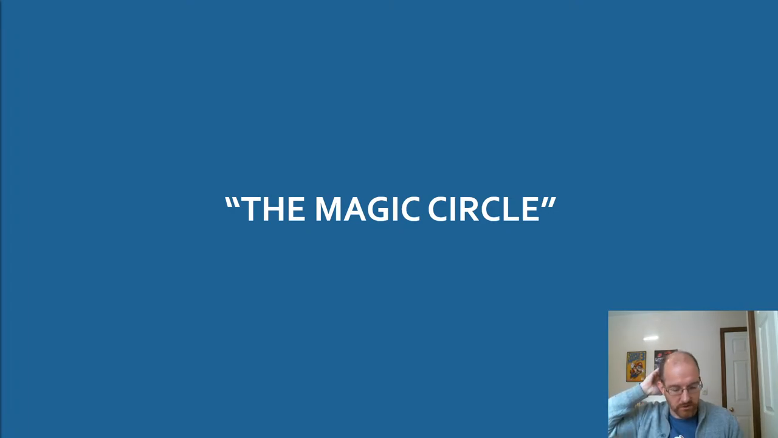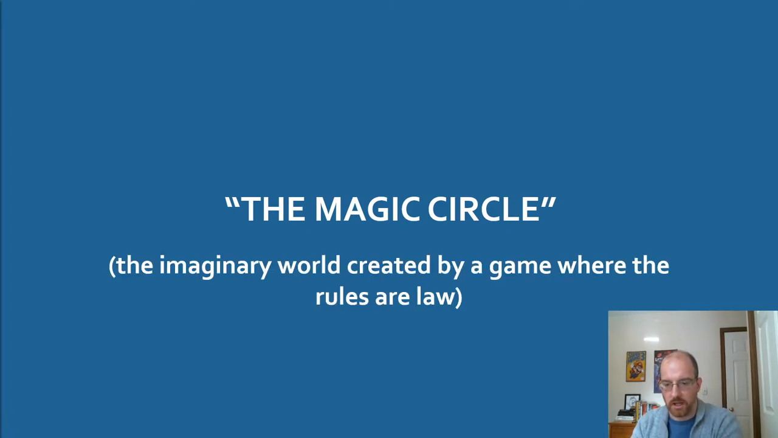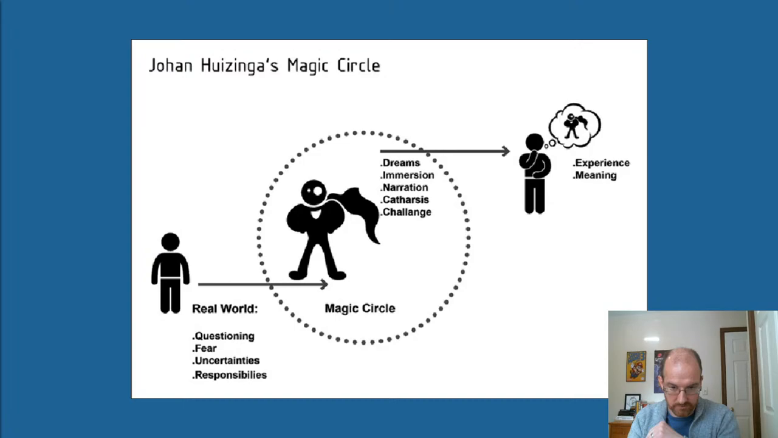So there's this idea called the magic circle, and I know I'm not asking for any discussion right now. I'm just trying to get through the material, and then we can chat. So the magic circle is this useful metaphor in games. It's like the imaginary world created by a game where the rules are law. And why do we care about this?